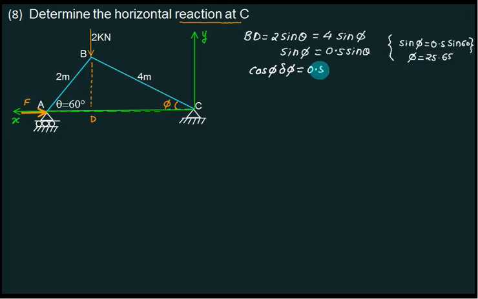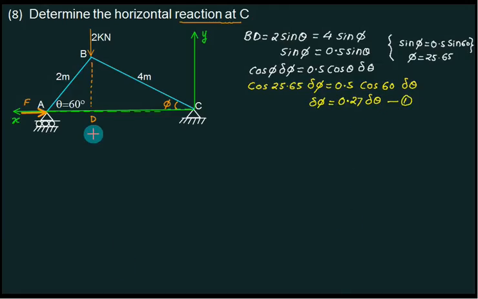0.5 times the derivative of sine theta, which is cos theta del theta. Now put in the value of phi again. So this one is cos of 25.65, equals 0.5 into cos of theta, where theta is given as 60, into del theta. Now solve this and give me the value of del phi. How much is del phi in terms of del theta?